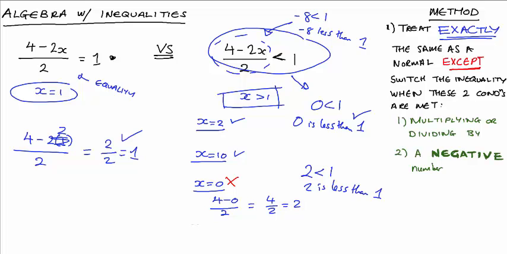Now the last one I want to show you is why x equals 1 doesn't work. So if we plug that in, we get 4 minus 2 over 2. So that would give us 2 over 2, 1. So that would make this whole equation 1 less than 1. Now, read that. This is saying 1 is less than 1. Well, 1 isn't less than 1. 1 is equal to 1. So that's why it doesn't work for this.